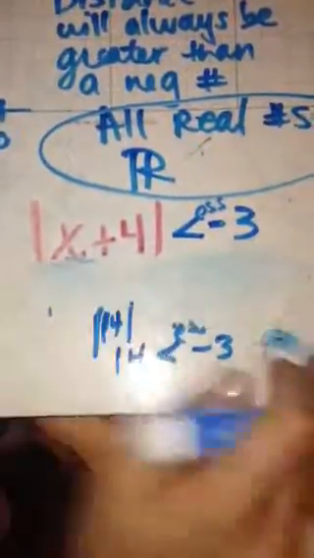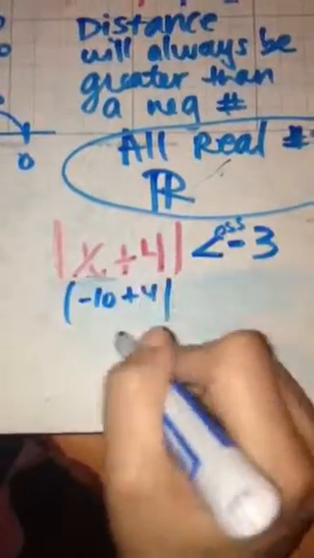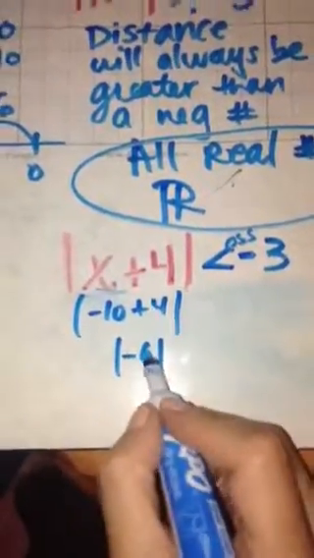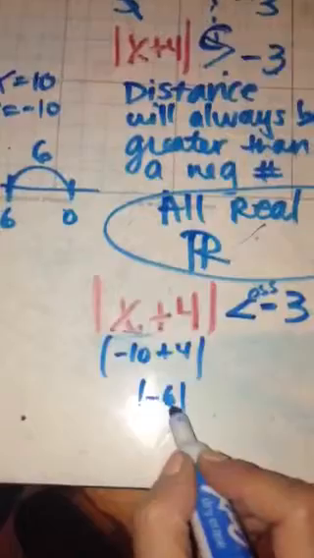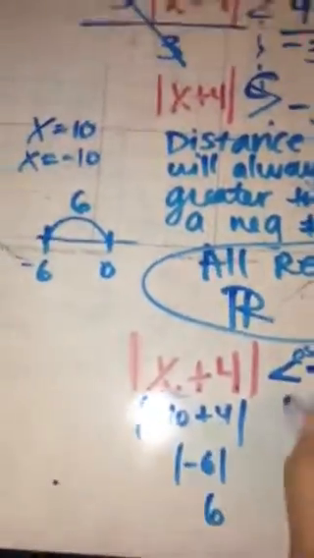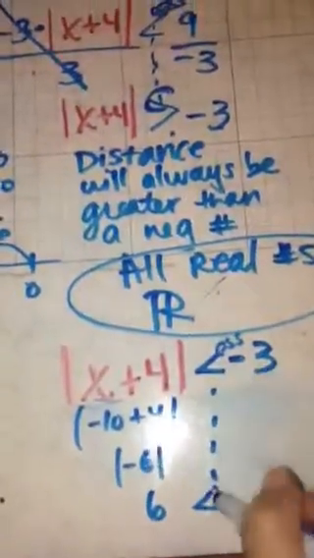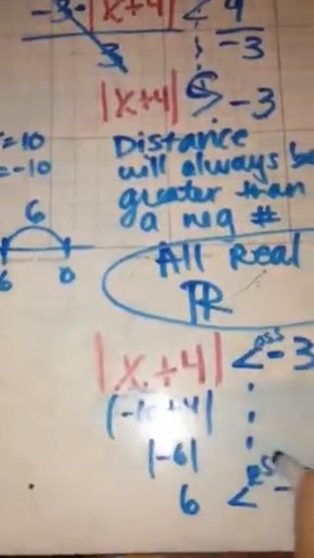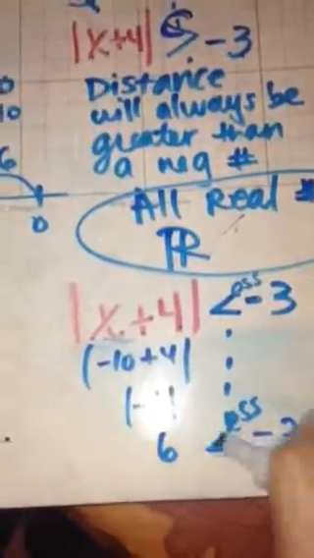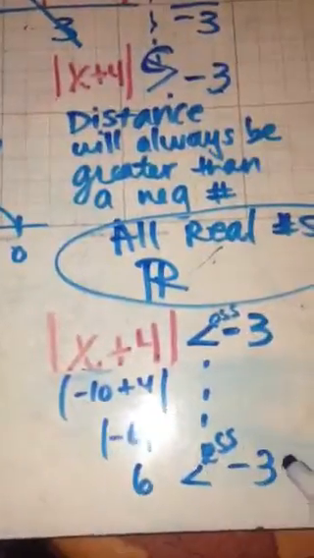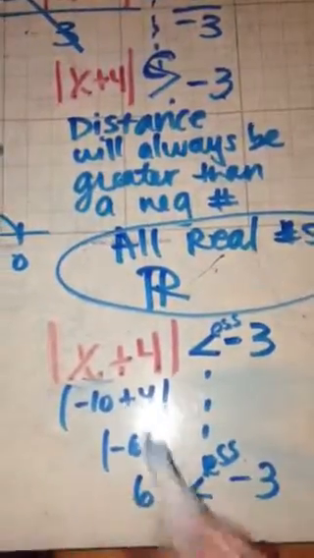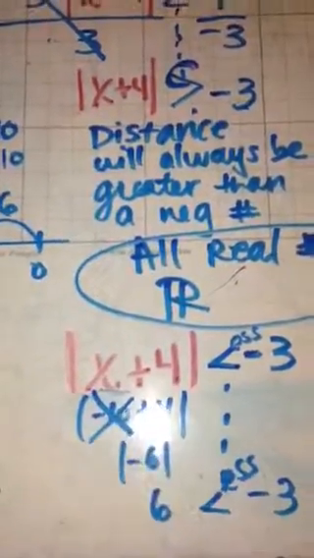So if you plug in a different number, negative 10, negative 10 plus 4 gives you negative 6. The distance from negative 6 to 0 is positive 6. This says 6 is less than negative 3. That's not true. 6 is not less than negative 3. 6 is greater than negative 3. So this is not true. So negative 10 is not a solution.